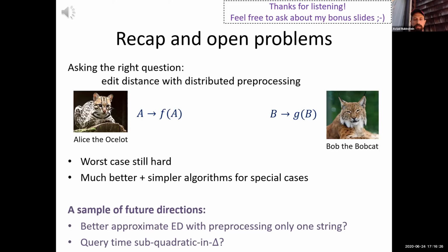There are lots of future directions that would be great to take this. One example is better approximate edit distance with pre-processing only one string. It's a very natural question in terms of applications. And also making the query time for approximate edit distance better.